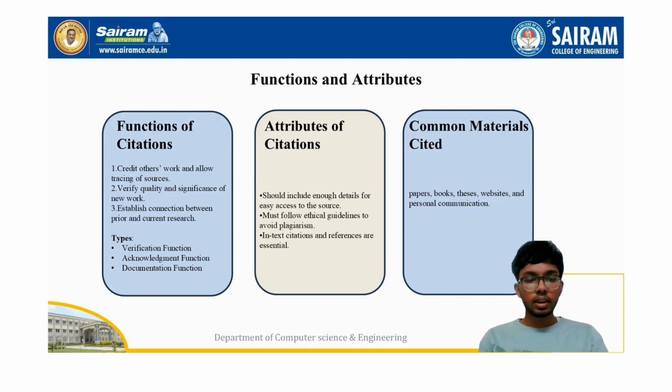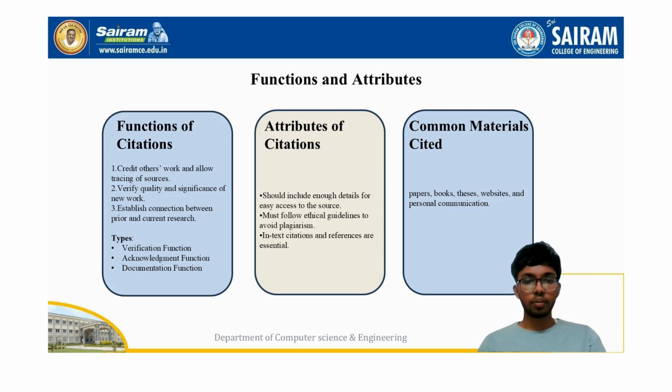And finally, the documentation function. Here, citation helps to track the historical development of data. It provides documentation of how a certain technology or scientific theory evolved over time. This helps both the writer and the reader to understand the progression of knowledge. So this is all about the functions of citation.